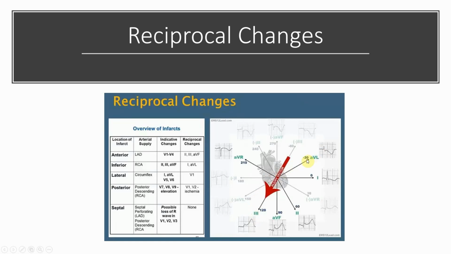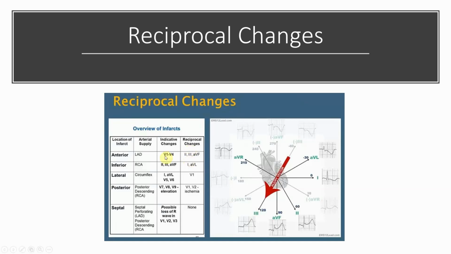If you see ST elevation in aVL, what do you expect is going to happen in lead 3? You expect there to be ST depression. So just think of reciprocal leads as the opposite, leads that are directly opposite of the other lead.